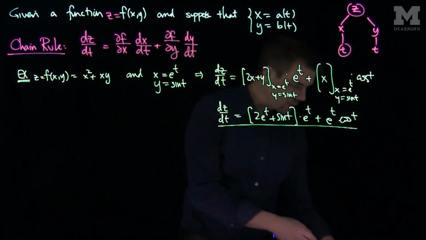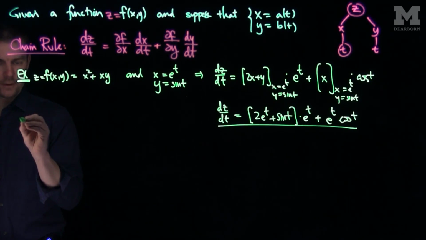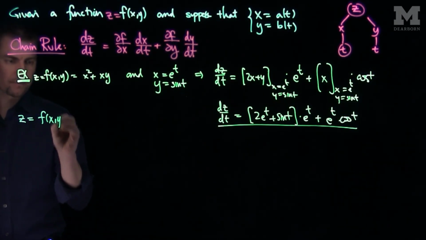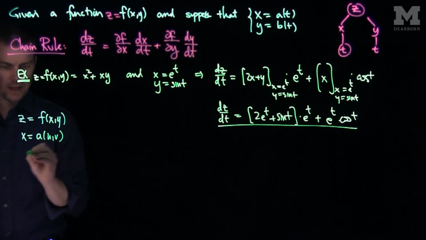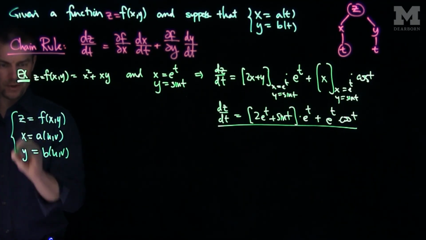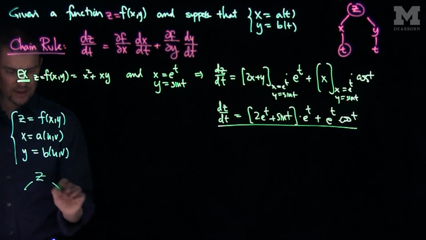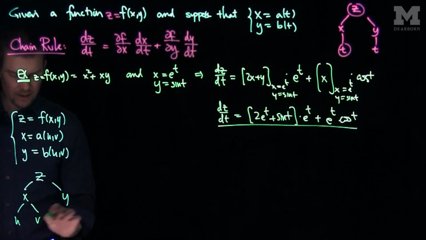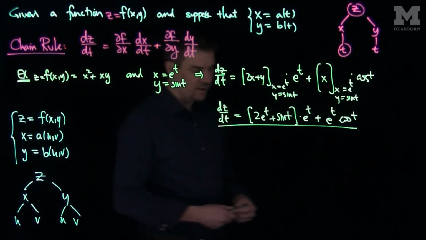Now, the chain rule can also extend to functions that have more independent variables. So if, for example, we had z, which was equal to f of x y, and suppose we also had that x was equal to a of u and v, and y was equal to b of u and v, then we would have z, which depends on x and y, which themselves depend on independent variables u and v. So what would the chain rule tell us in this case?